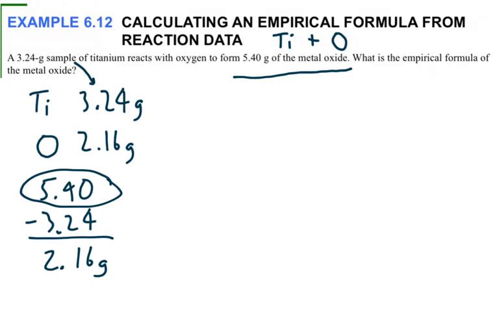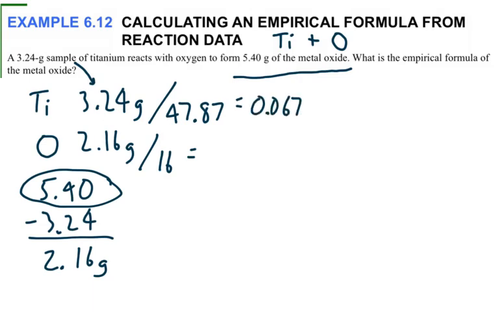So our first step is always change to moles. So we got to divide by the atomic mass of titanium, which is 47.87. Oxygen from the periodic table is 16. Let's change them both to moles. This one is 0.06768. This one comes out to 0.0135. These are both moles.